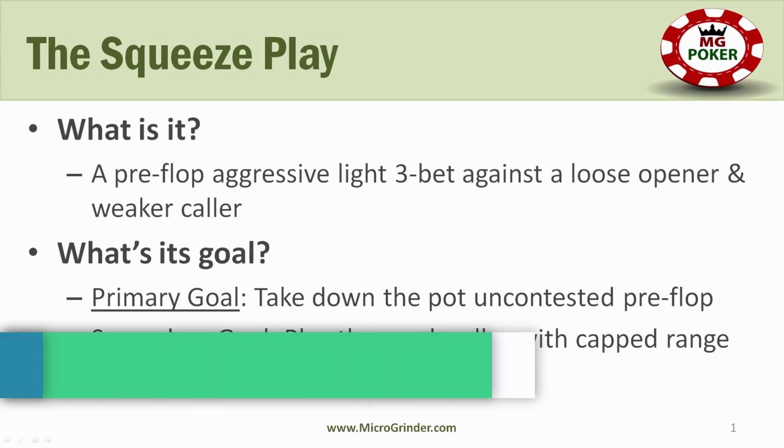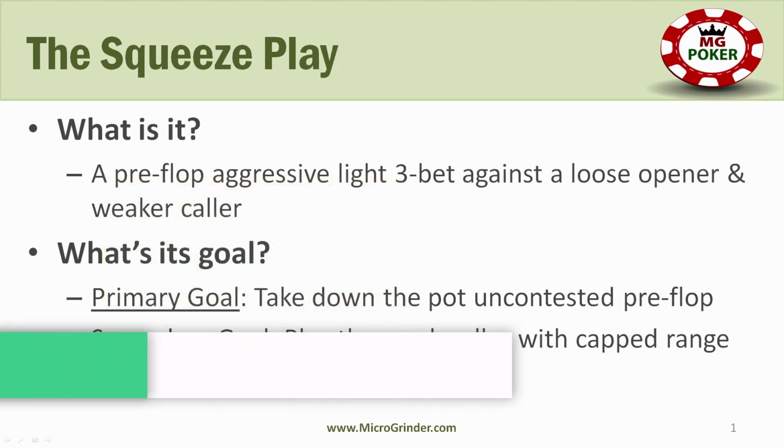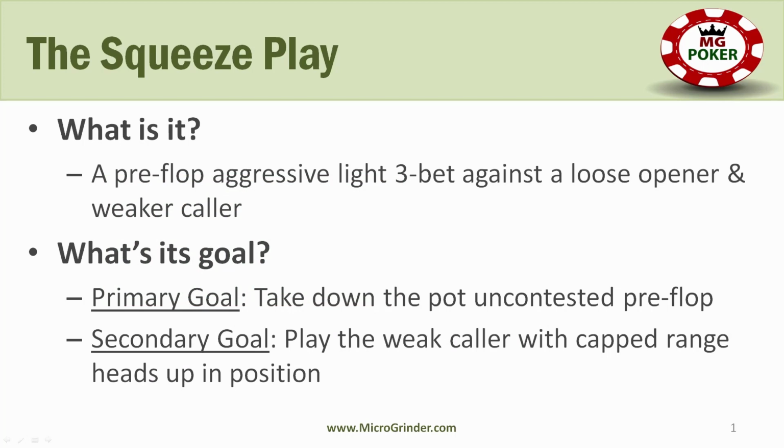If the caller doesn't fold, then we get heads up against them, hopefully in position. And we know that when they call the initial raise and they call our 3-bet, they have a weak capped range. So it's going to put them at a disadvantage, not only from a positional disadvantage if we're in position, but a card advantage because we know they have a weak capped range, and also a skill disadvantage as well if we're targeting bad players.